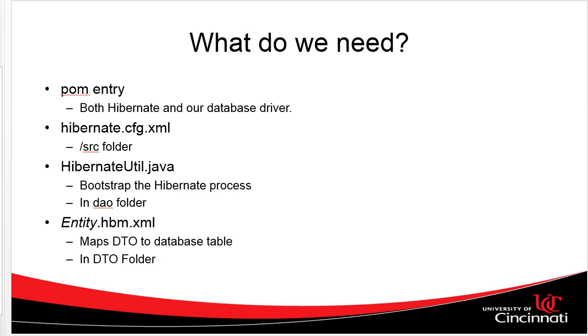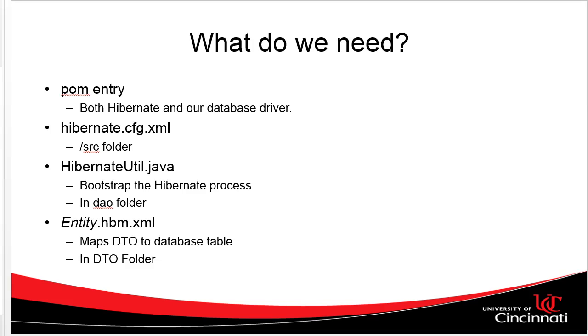After that, for each DTO that we're mapping, we're going to have an hbm.xml file. This is where we specify the properties of the mapping. In other words, we say this getter setter method maps to this column in the database. We can say things like our discriminator column. The name of the file will typically be the entity name.hbm.xml.